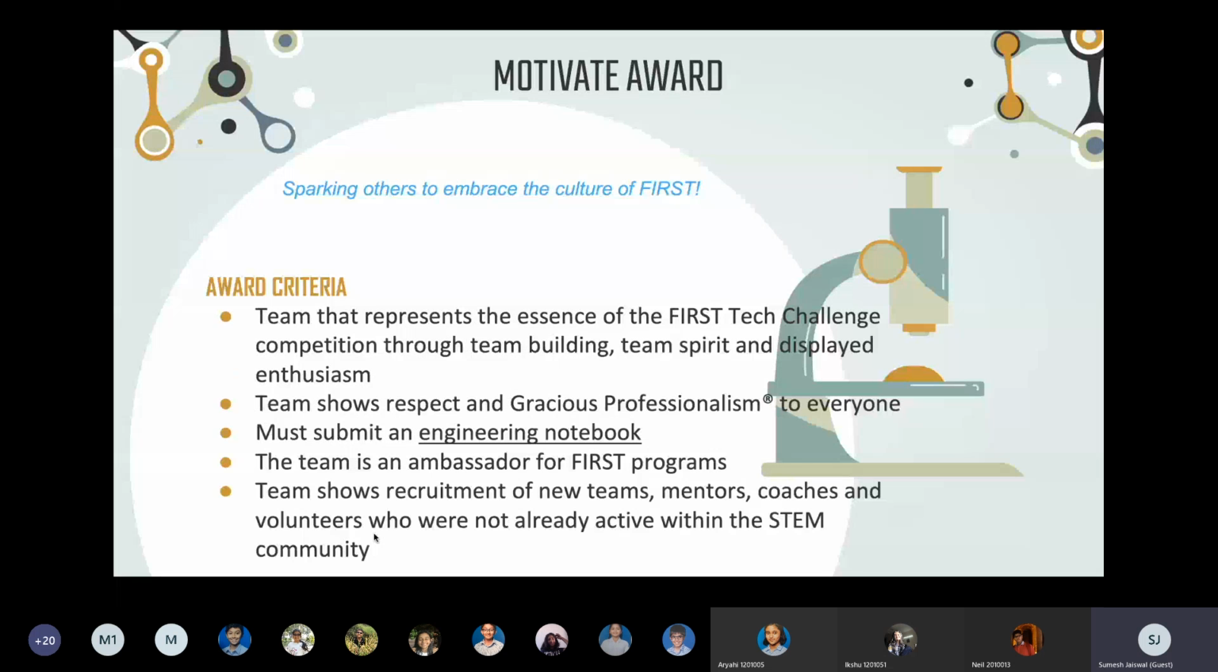You should be motivating other people to take up STEM education, and you should be looking at forming new FTC teams. There might be a team interested in doing robotics, and as an FTC team, you can help them out in preparing for FTC and actually help them in building the robot if required, or giving them the information, training them, and so on. So this award is all about that. Again, this is also related to outreach. So there are these two outreach awards.